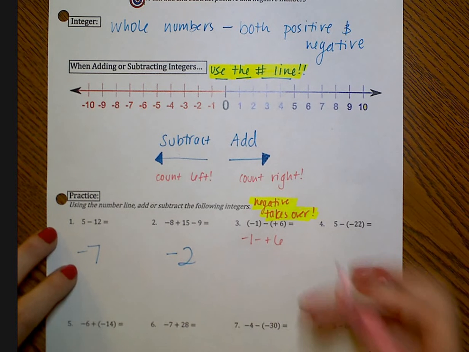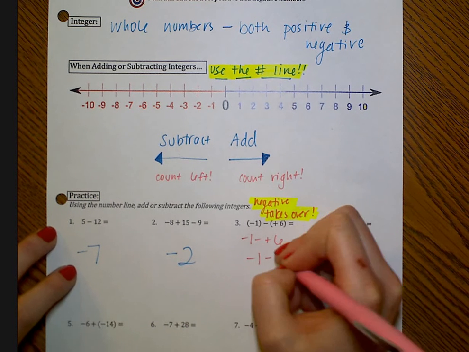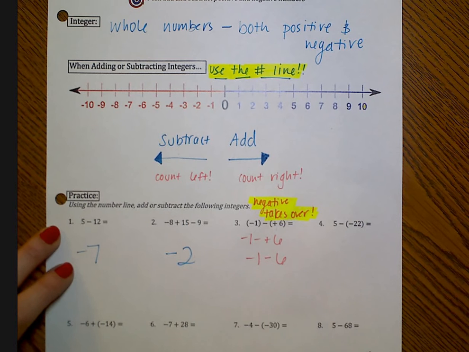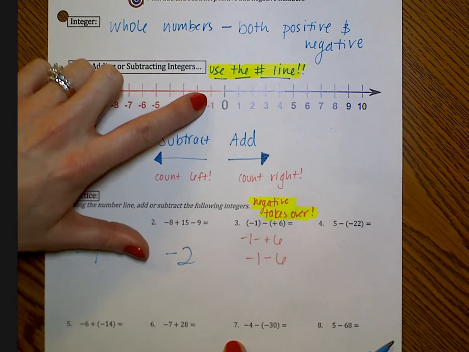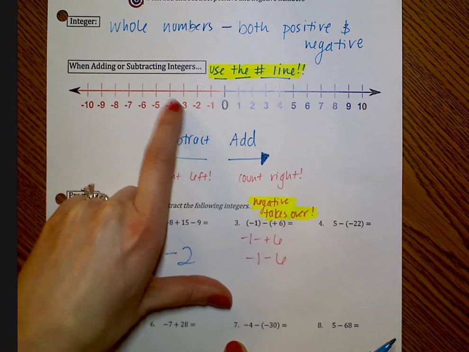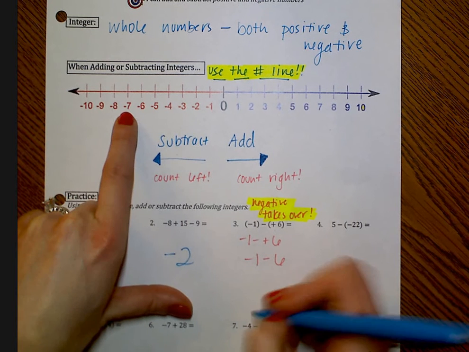Okay, so in the middle, I'm not even going to write the plus sign. I'm just going to write the negative because it's going to take over. So I'm really just trying to do -1 minus 6. So I find -1, and I'm going to count to the left 6. 1, 2, 3, 4, 5, 6, and that puts me at -7.